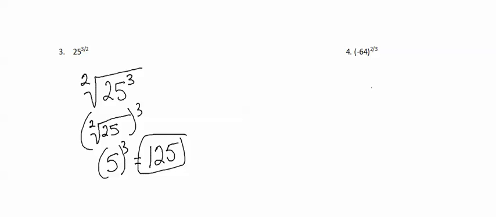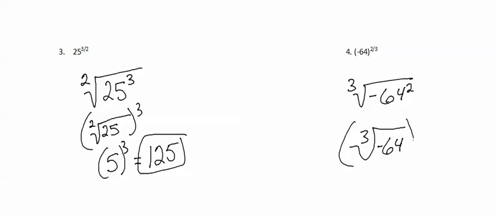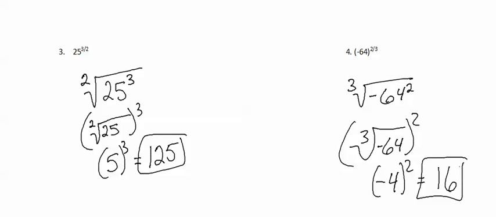We'll do the same thing with number 4. I'm going to do the cube root of negative 64 raised to the second power. Again, taking 64 and squaring it is going to give us a very large number, which would be hard to work with. So what we'll do is take the cube root of negative 64, and we'll square that. The cube root of negative 64 is negative 4, and if I square that quantity, that's going to give me 16.